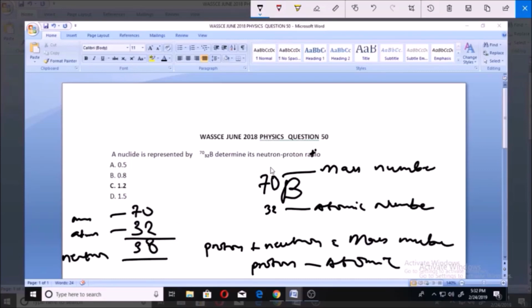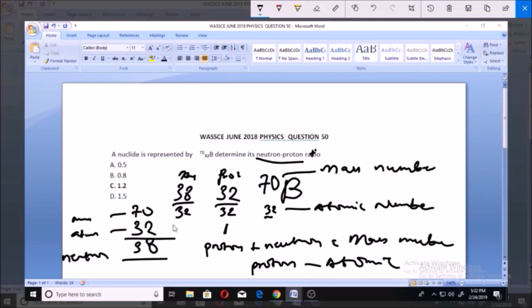So we are asked to find the neutron-proton ratio. Neutron is 38 and proton, which is the atomic number, we already know is 32. So neutron is 38, proton is 32. So what is the ratio? To get the ratio, we divide through by the smallest number. If you divide this by 32 and divide this by 32, when you divide 32 by 32, you're going to get 1.